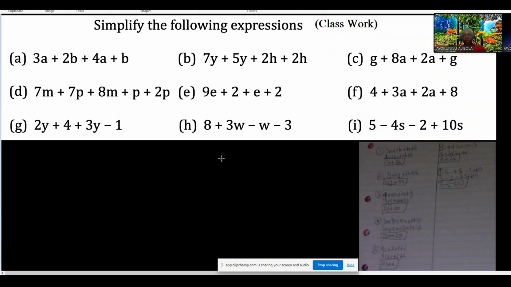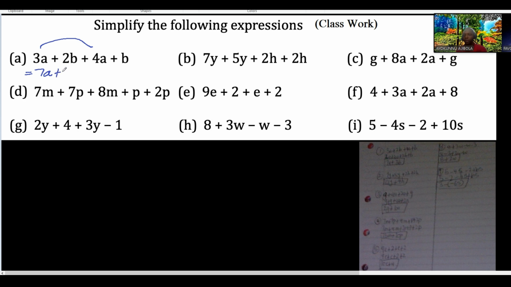So this is a classwork on simplifying algebraic expressions. The first one says 3a plus 4a. This gives me 7a, and 2b plus b gives me 3b. So your answer is correct. Then the second one, please make sure you're concentrating. 7y plus 5y is 12y. Then 2h plus 2h is 4h. That's good. Then your answer is correct again.